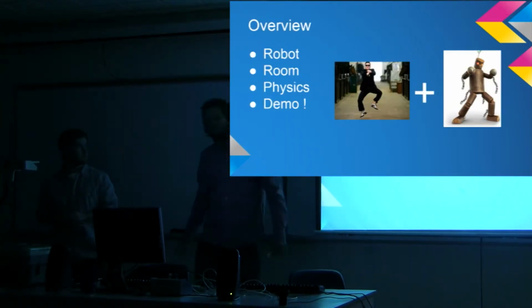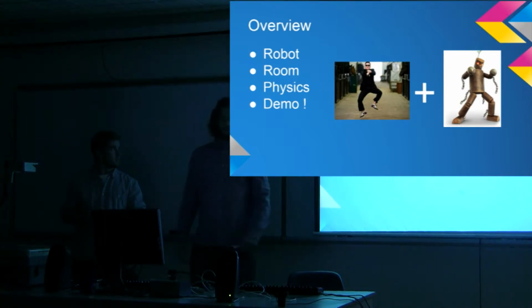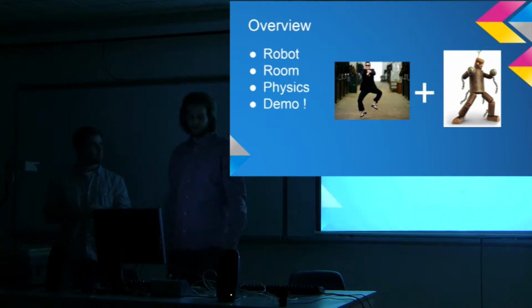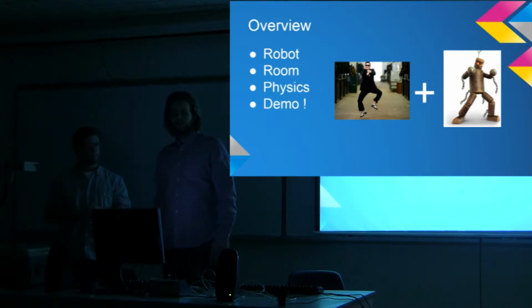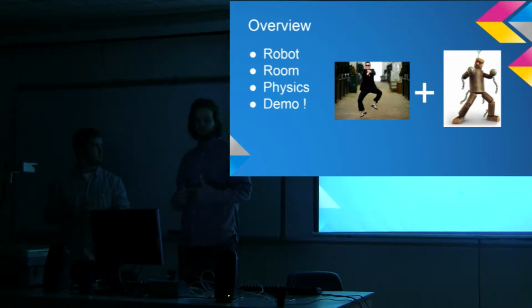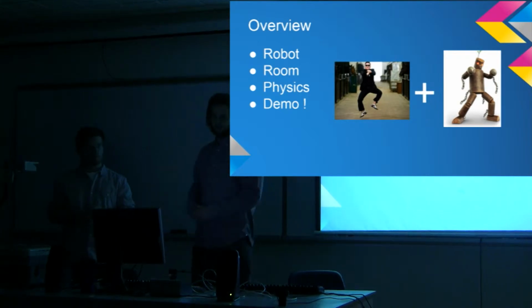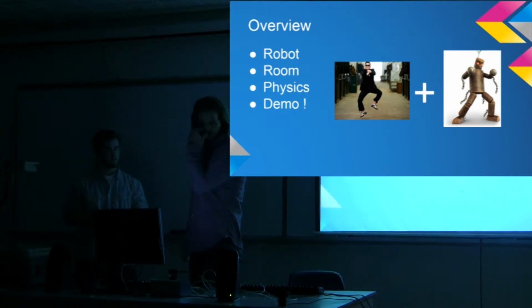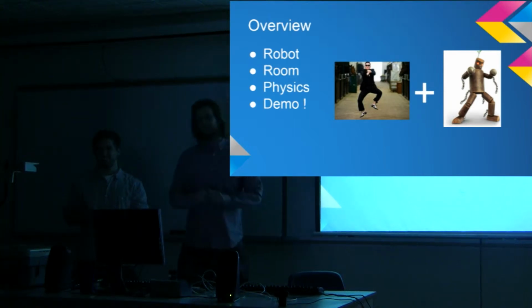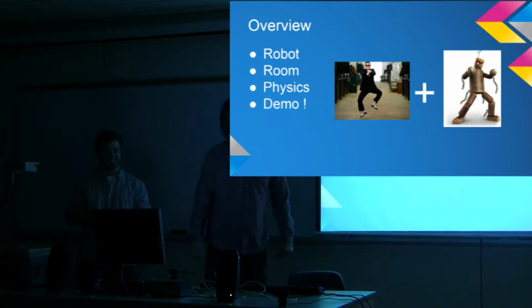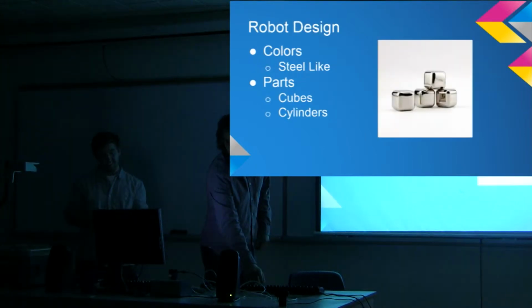So yeah, overview, dancing robot. We have the robot itself, the room. We tried to make it a little more immersive and give it kind of a nightclub feel. We have physics working on the robot, and then we're going to give you a little demo. I joked in the proposal about doing Gundam Style as a dance routine, but we actually ended up following that fairly closely, and we tried to implement as many moves as we could from the actual video.